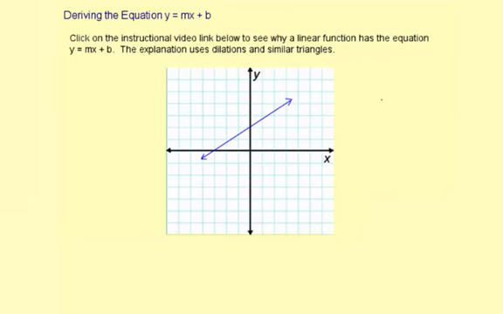Okay, so I'm going to show you how to derive the equation y equals mx plus b, which is a standard equation for a linear function, and we're going to use similar triangles and a dilation. So let's look at the specific graph first, then we'll get to the general case later.